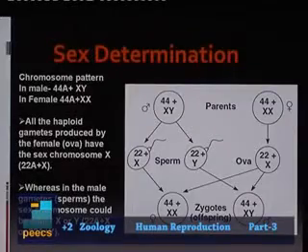You can see the formation of the gametes. We can clearly say that the sex determination in humans is mainly controlled by the male individual. The male individual is responsible for sex determination in human beings.